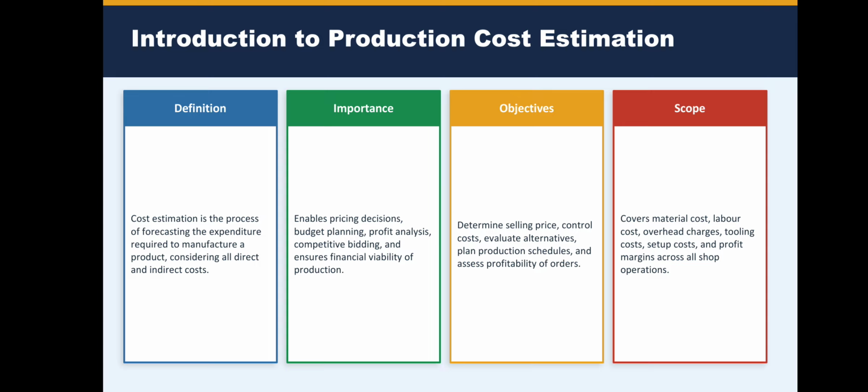and ensures financial viability of production. The objectives include determining selling price, controlling cost, evaluating alternatives, planning production schedules, and assessing profitability of orders. The scope covers material cost, labor cost, overhead charges, tooling cost, setup cost, and profit margins across all shop operations.